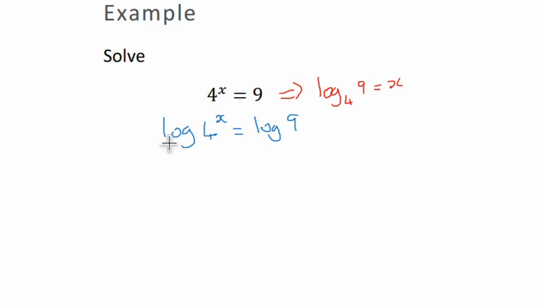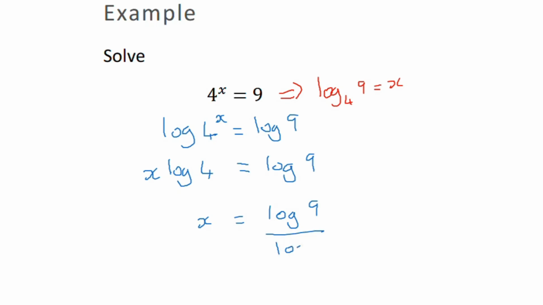Now we can use laws of logs to bring this x out the front. And then dividing through, we get log 9 over log 4. Now, we know that these two things are equivalent because we've seen the change of base rule, which says these two things are the same.